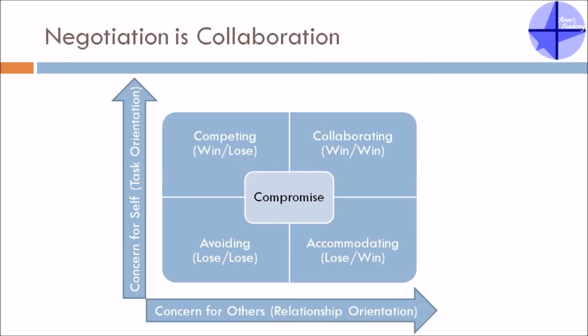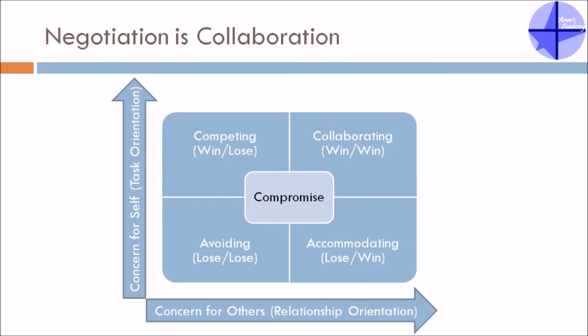Or an avoiding strategy, which is lose-lose. You also lose in the negotiation and you make the other person also lose, if both relationship and task orientation are low. If task orientation is very high and relationship orientation is very low, you end up in a competing strategy or win-lose. That means I should win, whatever happens to the other party, I don't care. That's called win-lose or competing strategy.